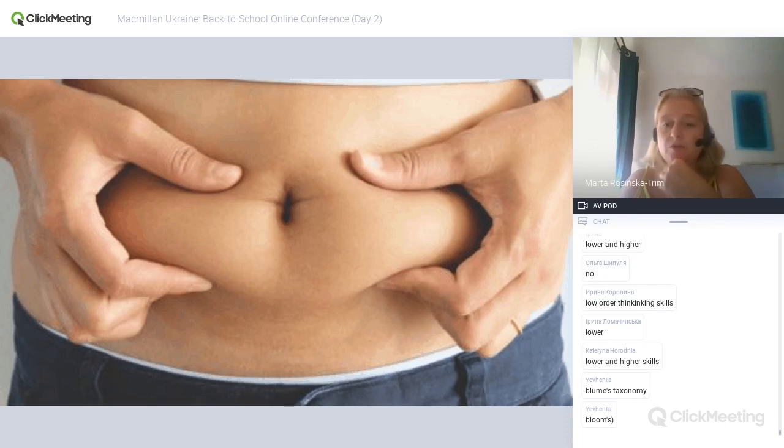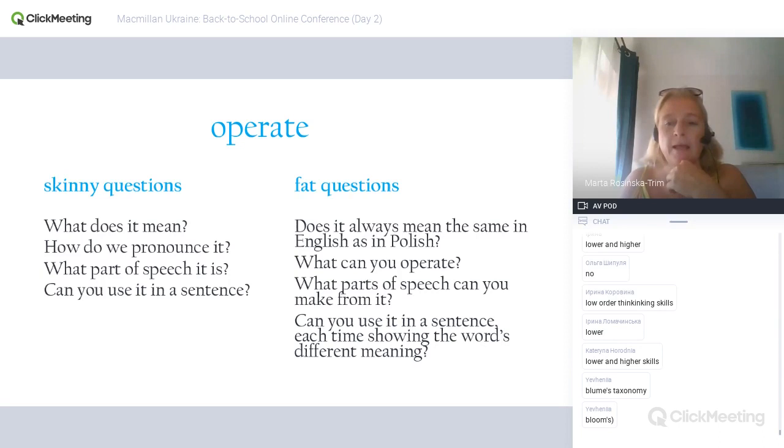And we have slim questions or thin questions, and we also have fat questions. Yes, fat questions. And let me give you examples of what these slim and fat questions are. Let's think about the word operate, as this is the metaphor for today. We're operating. So skinny questions are basic questions about a particular word. So operate, what does it mean? How do we pronounce it? What part of speech is it? And can you use it in a sentence? These are questions I often ask my students, basic questions at the beginning when I introduce vocabulary.